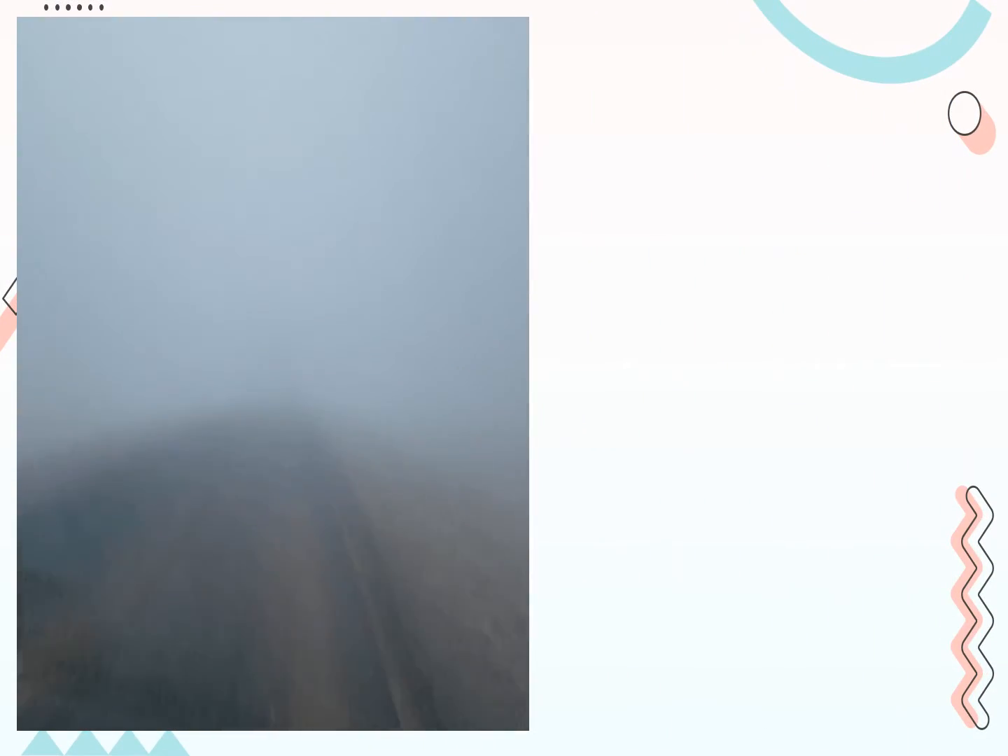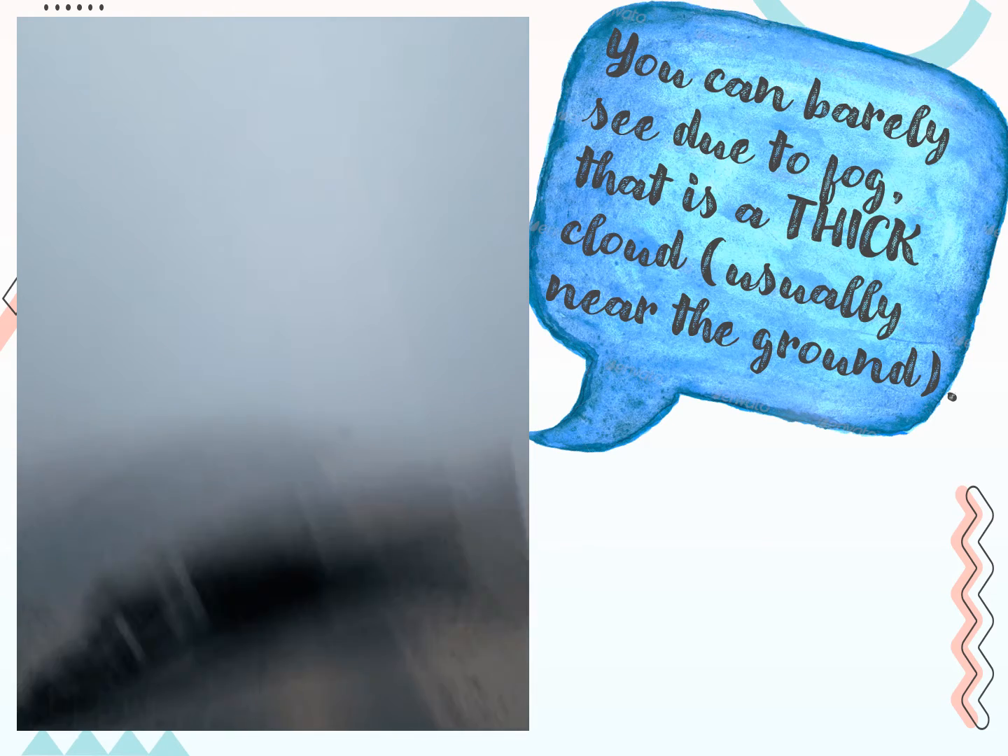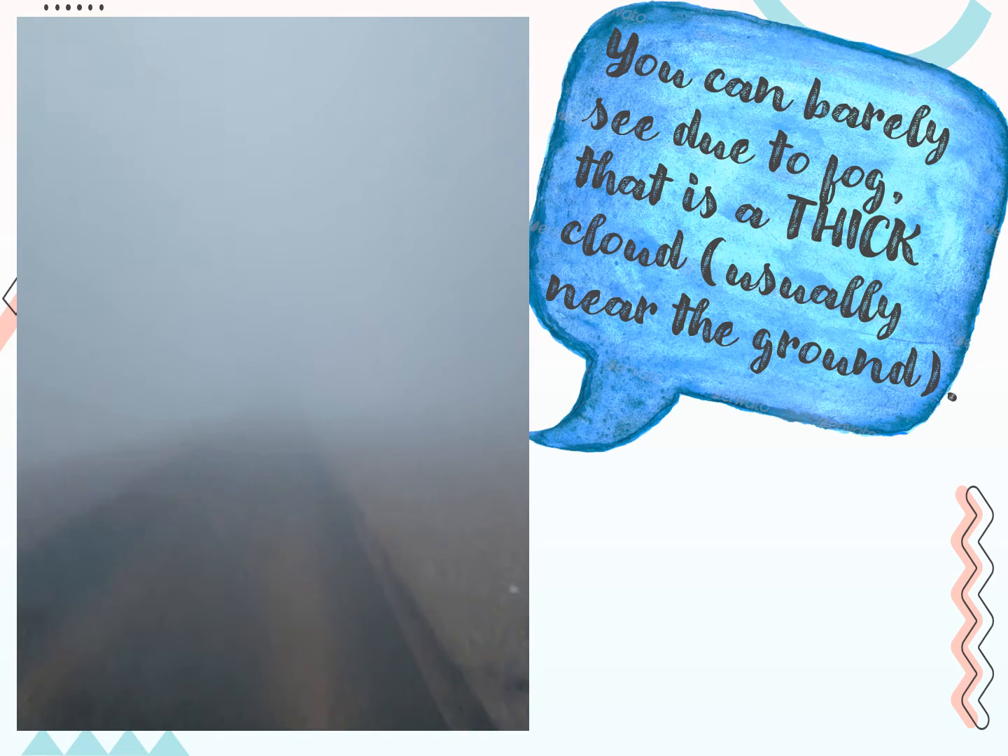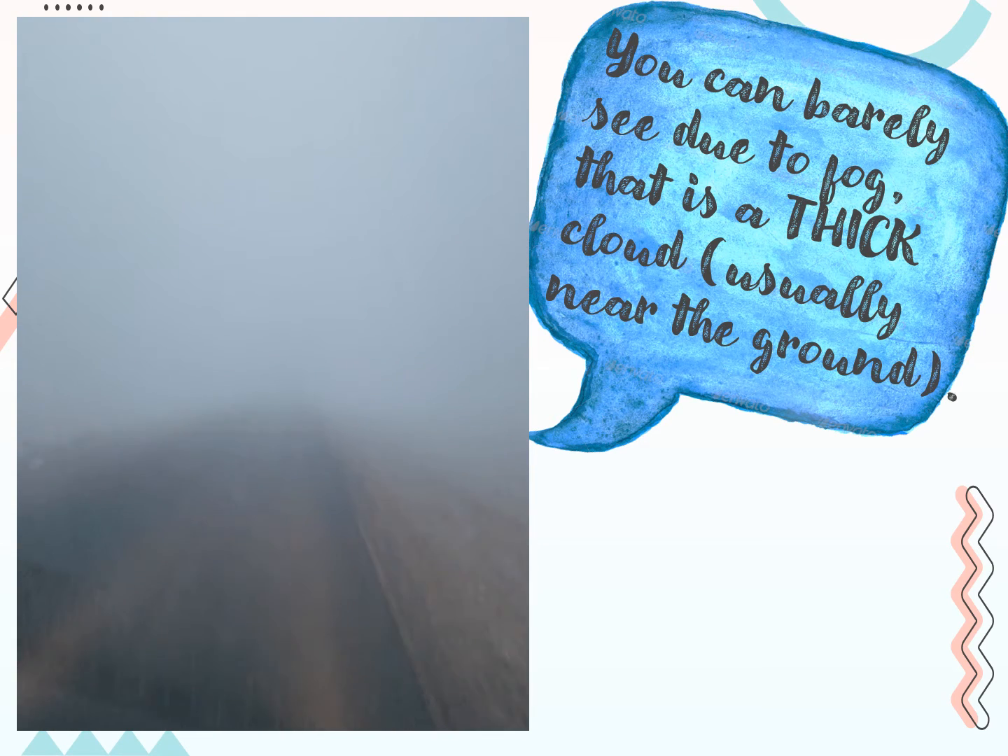How about this one? What clues did you observe? You can barely see due to fog. That is a thick cloud, usually near the ground. Fog is a cloud that touches the ground. Fog can be thin or thick, meaning people have difficulty seeing through it.